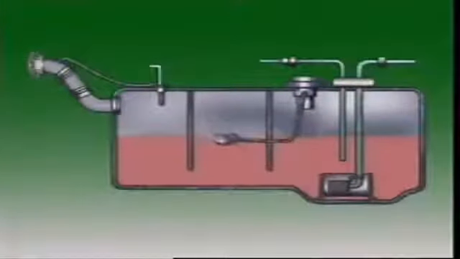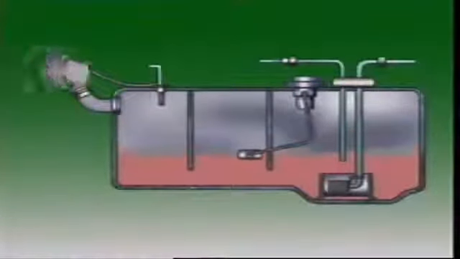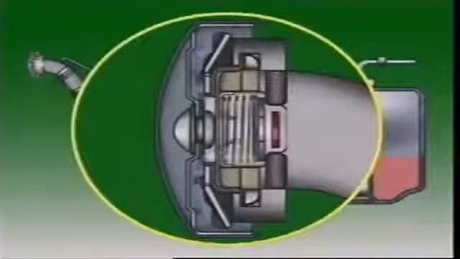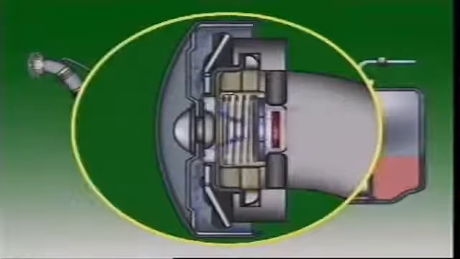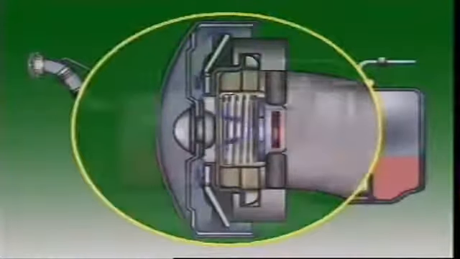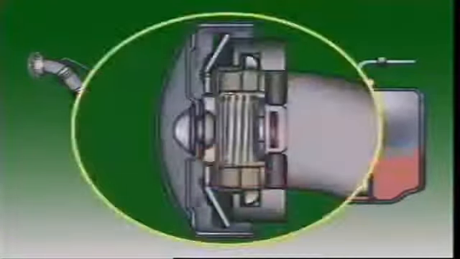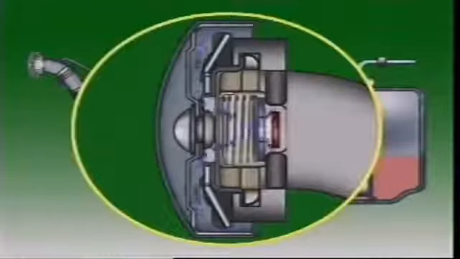As petrol in the tank is used, the air space above the fuel increases. This causes a fall in pressure compared to outside atmospheric pressure. The valve then opens and lets more air into the tank. A fall in temperature can cause a fall in the pressure in the tank. The valve opens to admit more air till inside and outside pressures equalize again.